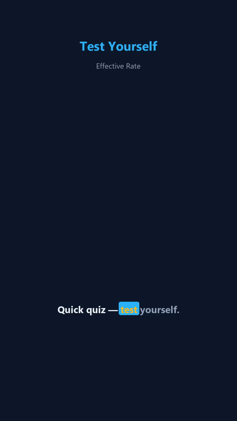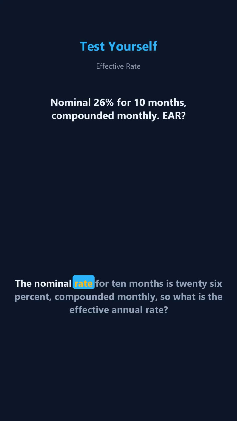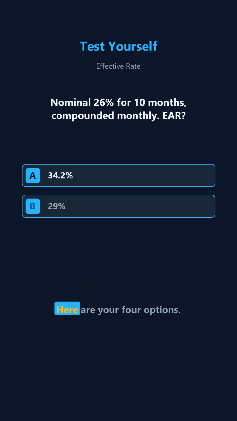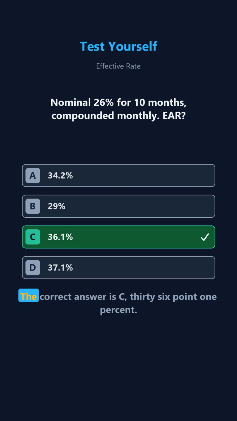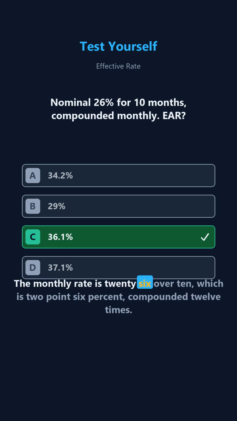Quick quiz, test yourself. The nominal rate for 10 months is 26%, compounded monthly, so what is the effective annual rate? Here are your 4 options. Pause the video and solve it now. The correct answer is C, 36.1%. The monthly rate is 26 over 10, which is 2.6%, compounded 12 times.